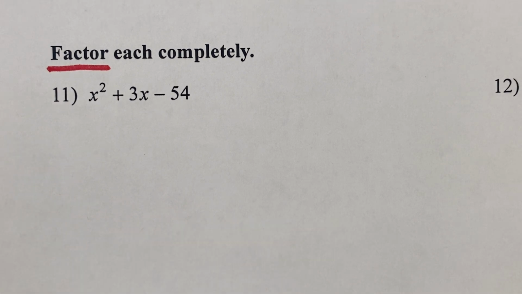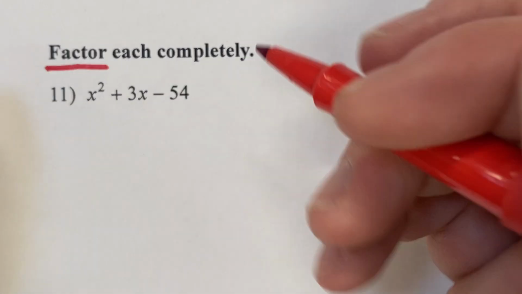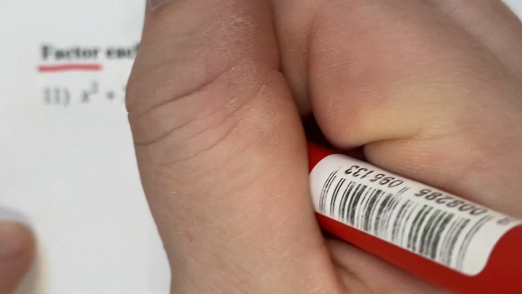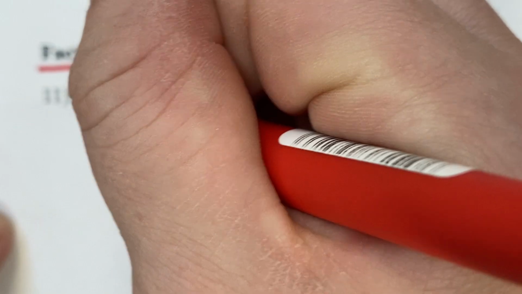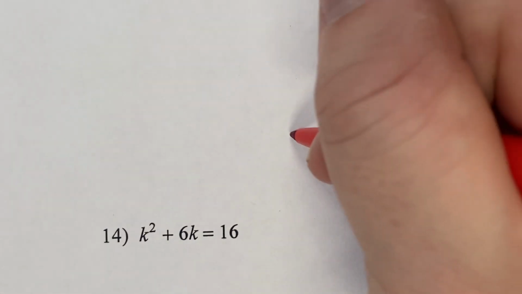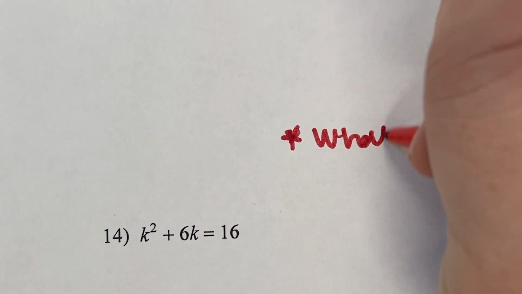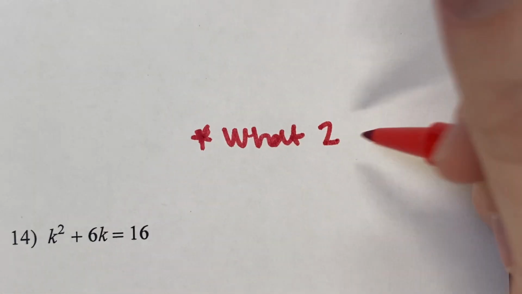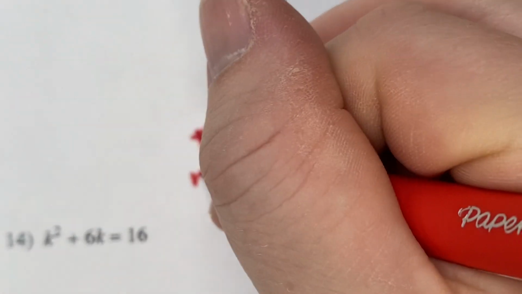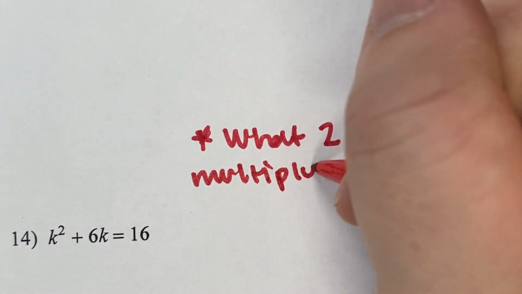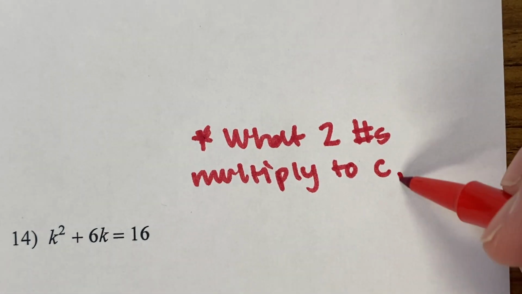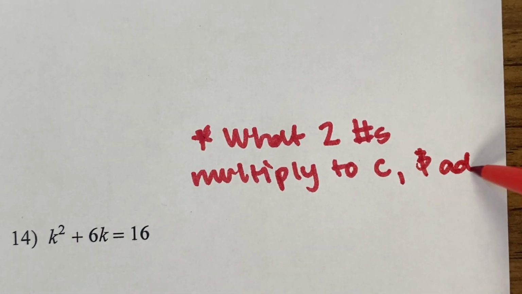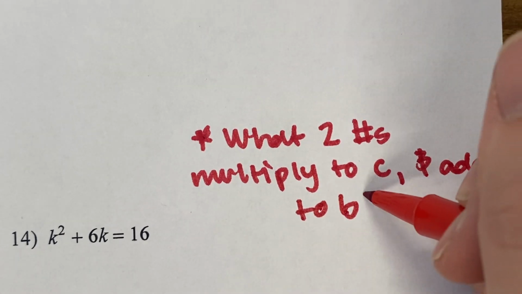If you remember, the number game goes like this. What 2 numbers are going to multiply to your C, but add to your B? Okay, so let's go ahead and write down that question. Remember, this was our $1 million question. What 2 numbers multiply to C, which is your last term, and add to B, which is your middle term?